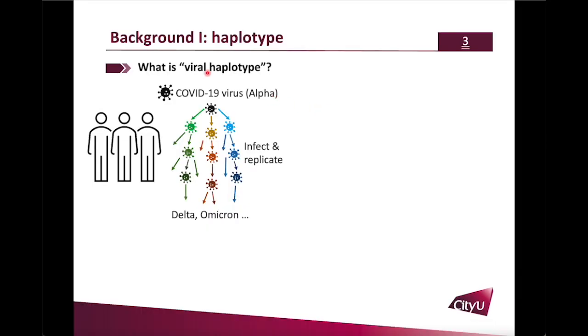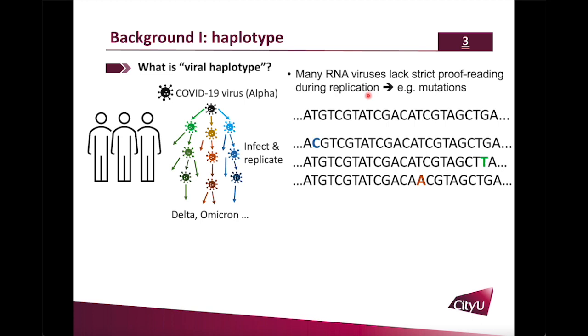First, what is viral haplotype? We know that the COVID-19 virus has many variants like Alpha, Delta, and Omicron. This is because RNA virus mutates constantly, and these variants have different genetic sequences, but still they belong to the same virus, so we call them viral haplotypes. And the different bases between haplotypes are called single nucleotide variants.